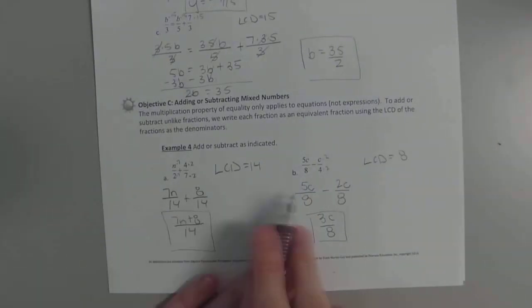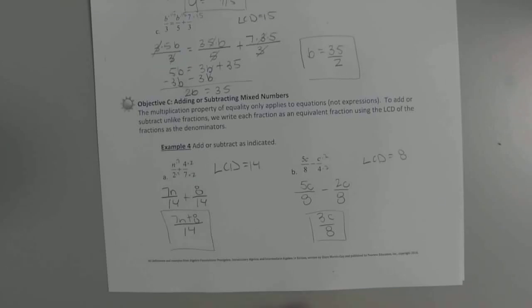Can we combine those numerators? Yes, because they both have C's. If you have 5 cats and you take away 2 cats, what do you have? Less fur in your house, right? 3. We have 3C over 8. Guys, we did this. I don't even know why this is in this section. We did this in the section where we learned how to add unlike fractions.